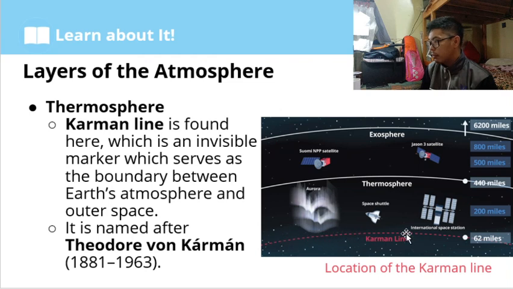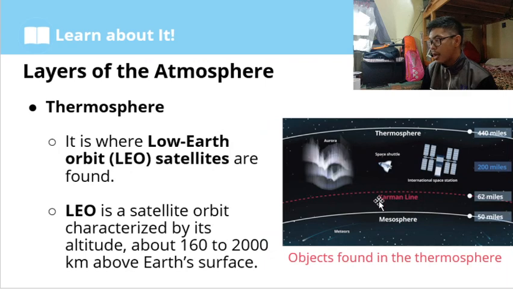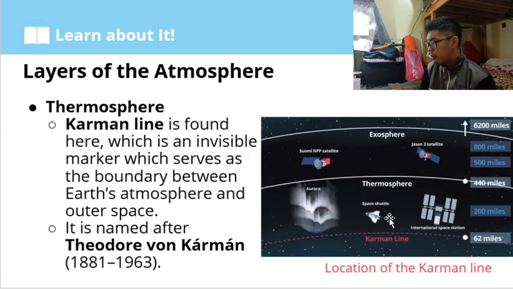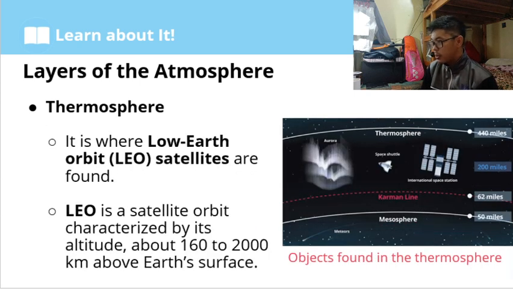So, there is a part of the thermosphere whose lower portion is still inside the Earth's atmosphere. However, there is also a part of the thermosphere that is considered outer space already. As we go on, there are your LEOs, or low Earth orbit satellites. So, our different space stations are found here. LEO is a satellite orbit characterized by an altitude of around 160 to 2,000 kilometers above Earth's surface. Alright, so this is where we see our different space stations.